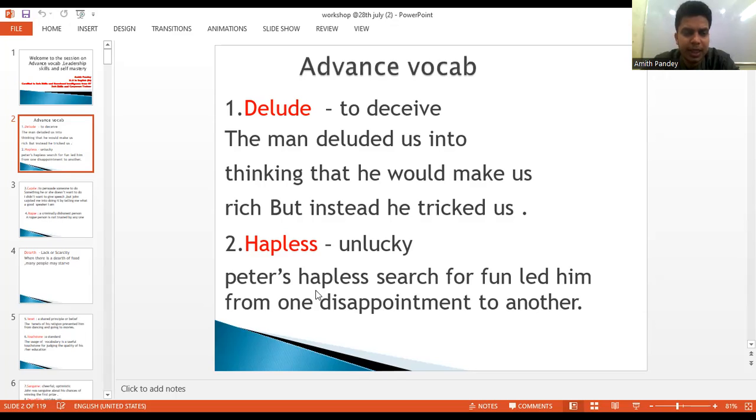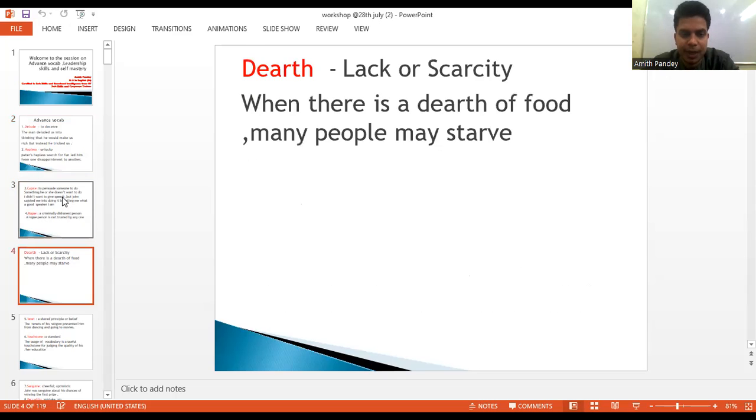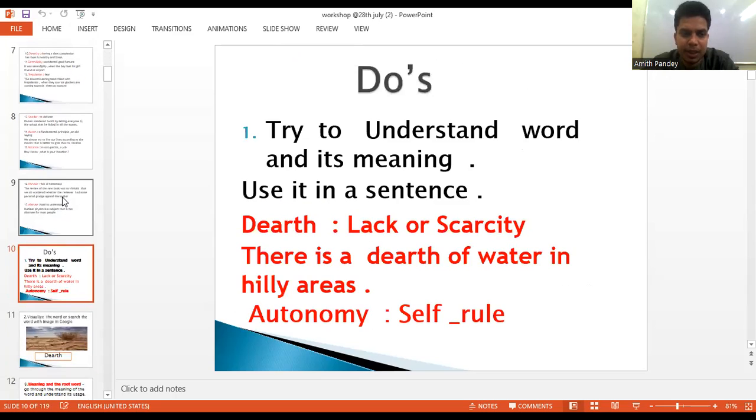So here, there are many advanced vocabs like casual and rogue and many other things. But how can we learn them in an easier way? In this particular session, I'm going to tell you how we can.